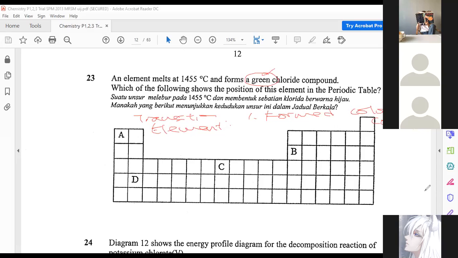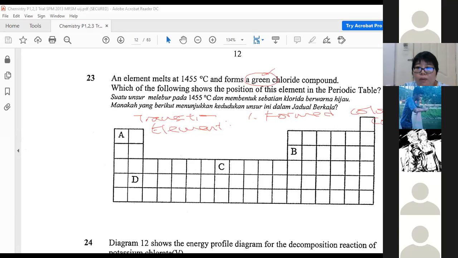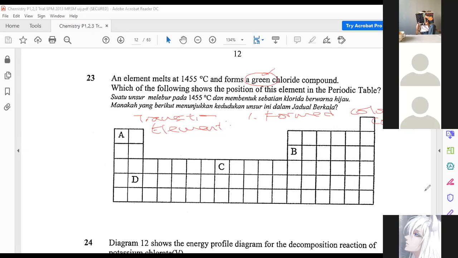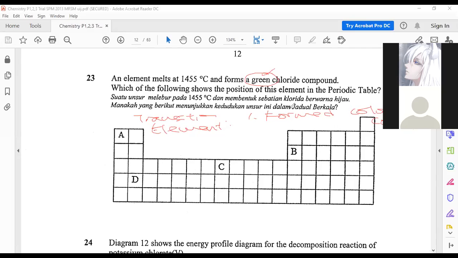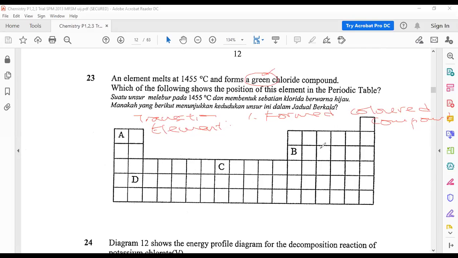Or anyone? Any volunteer? So form complex ion, sir. Good. Form complex ion. One more. One more. Act as catalyst. Okay, good. One more. Has more than one oxidation number. Good. Has more than one oxidation number. So these four, you please jot down. So this is the transition element.